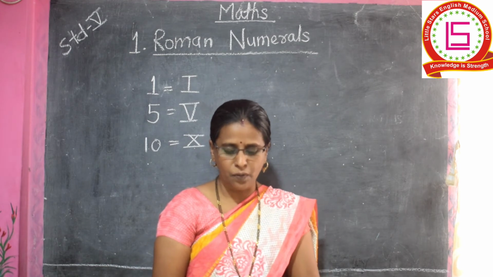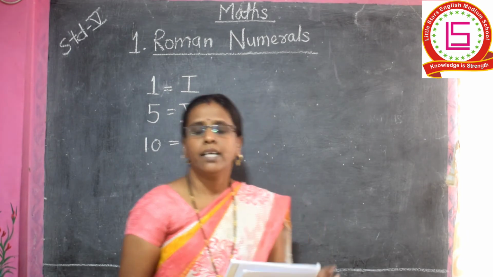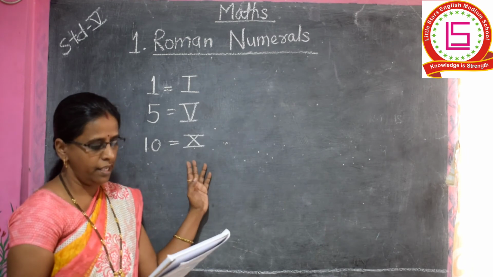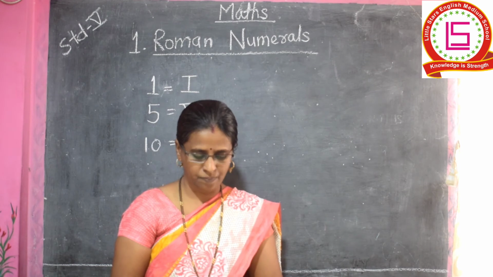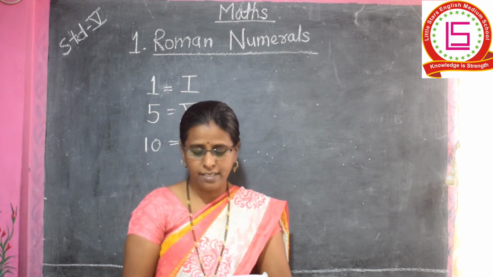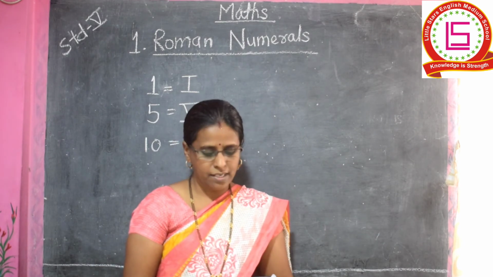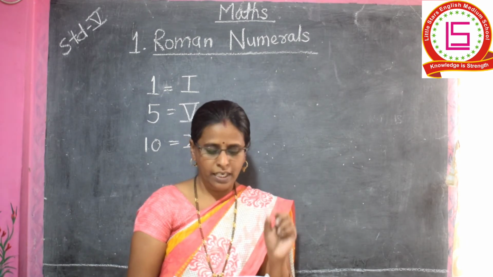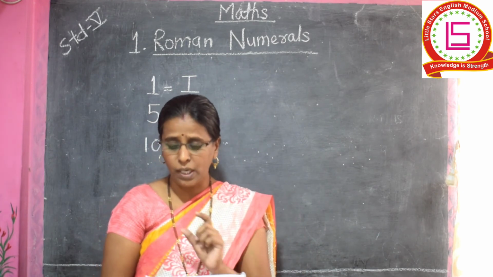There are certain rules for writing numbers using the Roman numerals. Rule number 1: If either of the symbols I or X is written continuously 2 or 3 times, their sum total is the number they make.